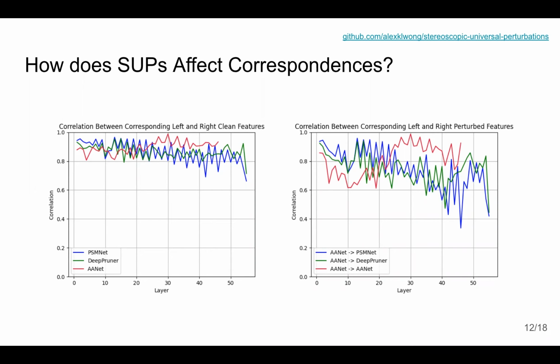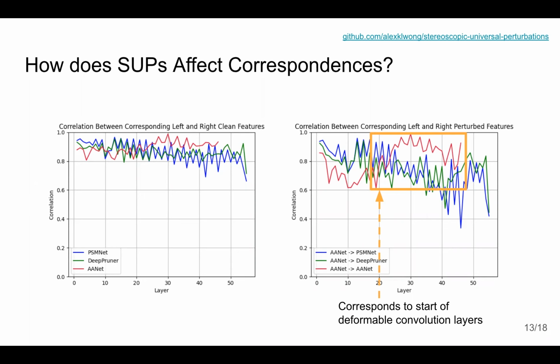Here we show the correlation between registered features between the left and right images. As expected, the corresponding feature vectors between clean stereo pairs exhibited high correlation, as shown on the left. As shown on the right, the perturbed stereo pairs grew more uncorrelated throughout the forward pass, which resulted in incorrect points being matched. But in a surprising twist, we notice that the features produced by AANet become more correlated after the 20th layer.